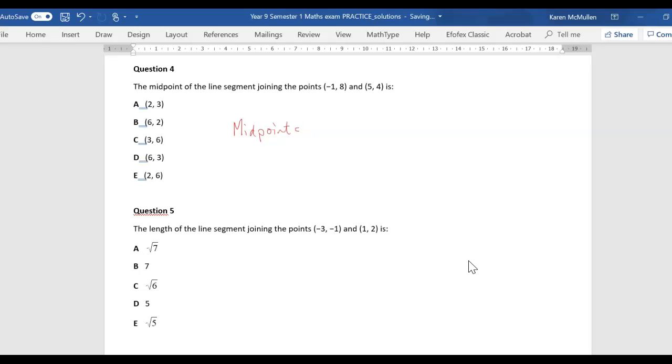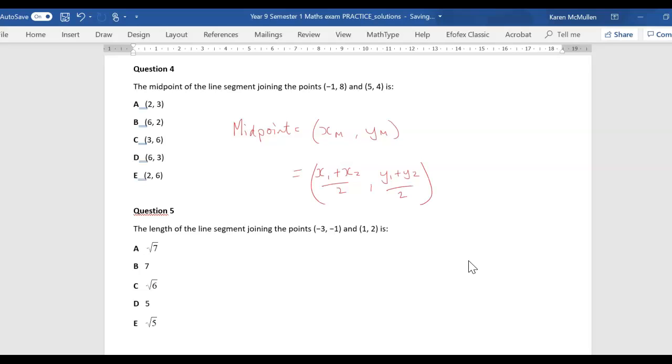Now you've got two coordinates. Remember, you've got the midpoint of x and the midpoint of y. So x, y, it's a set of coordinates. To get those coordinates, you just add your two x values together and divide by 2, and add your two y values together and divide by 2.